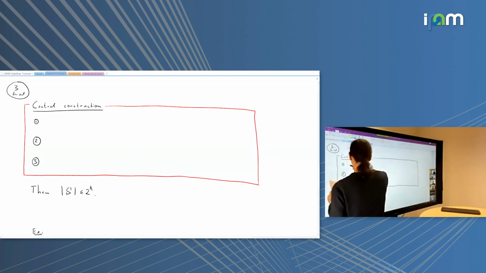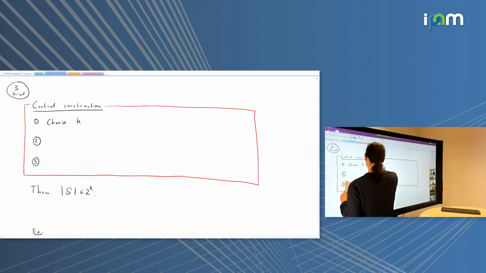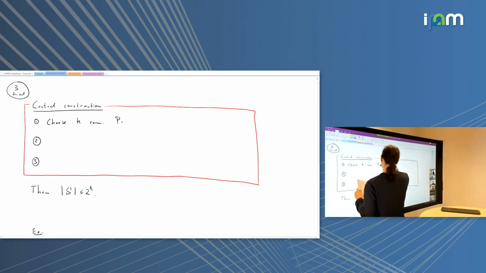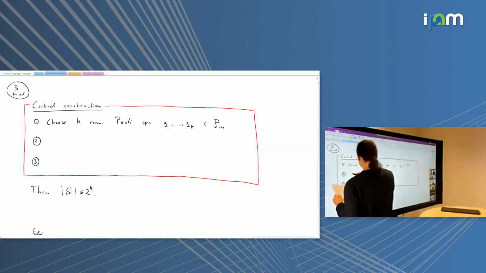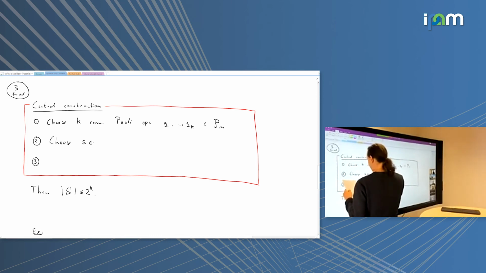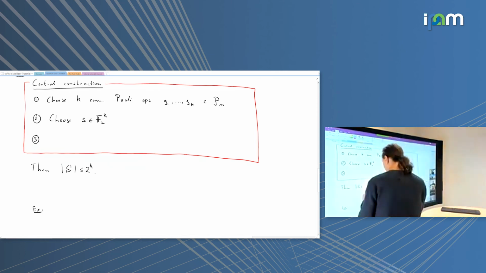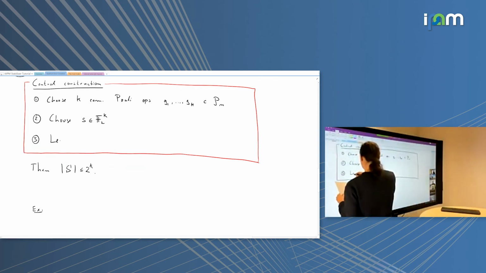There's 3 steps. So first we choose K commuting Pauli operators G1 to GK from the n-qubit Pauli group. Then we choose a bit string S in F2 to the K, and that's going to label the phases, the signs of the joint eigenvalue equation. And we define now a subgroup.